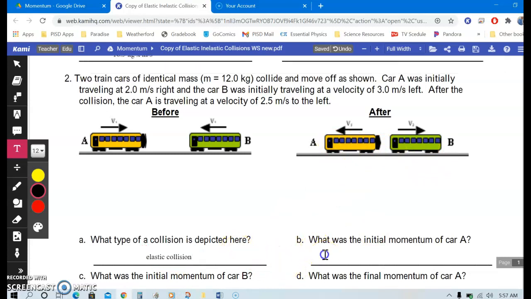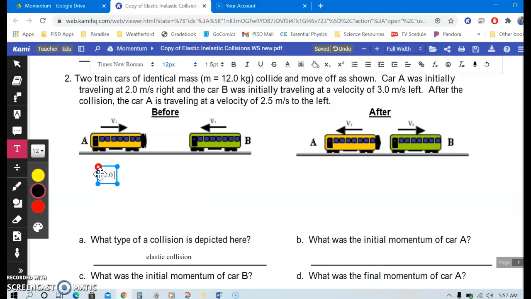Now, second thing is, what is the initial momentum of car A? Well, we know it was 12.0 kilograms times its mass, and car going to the right was 2.0 meters per second. All right, multiply that, we know the answer should be 24 kilograms times meters per second. All right.